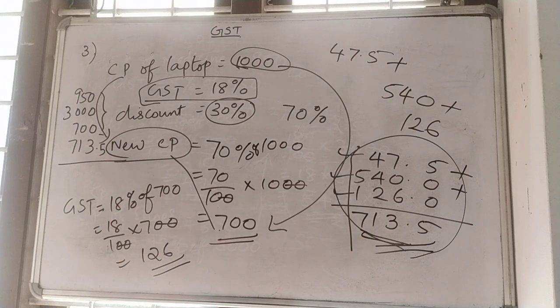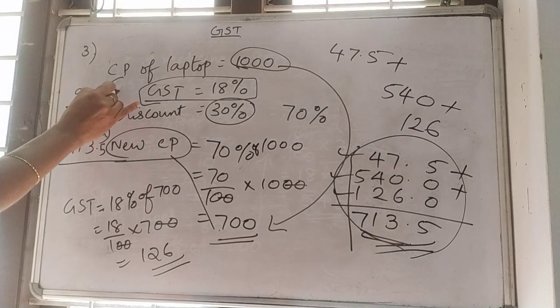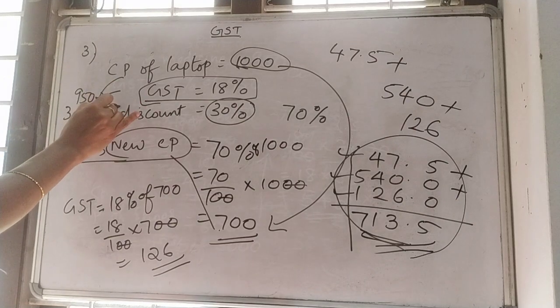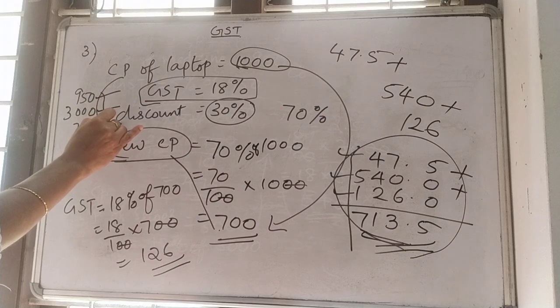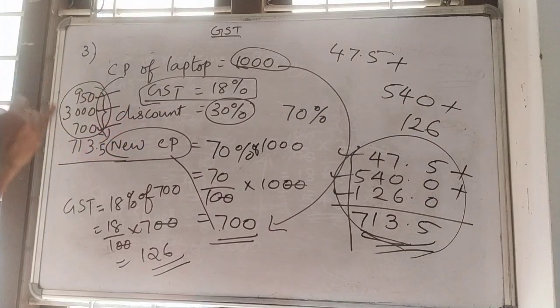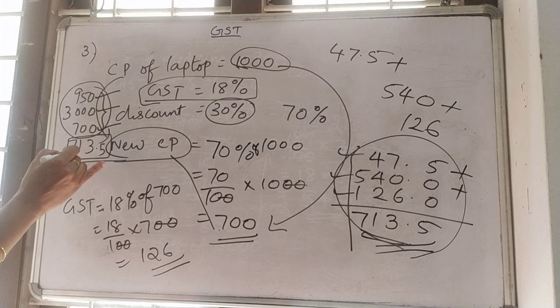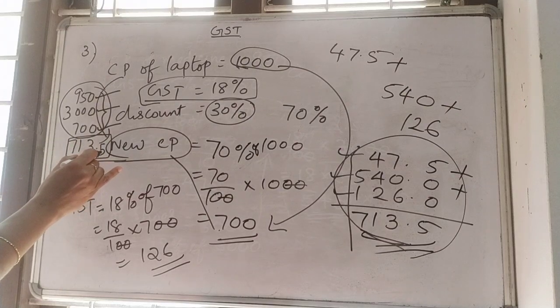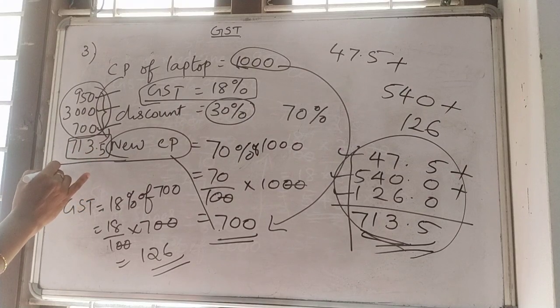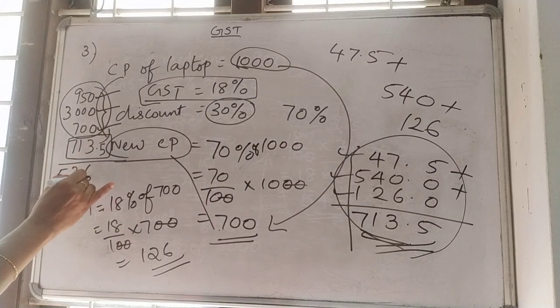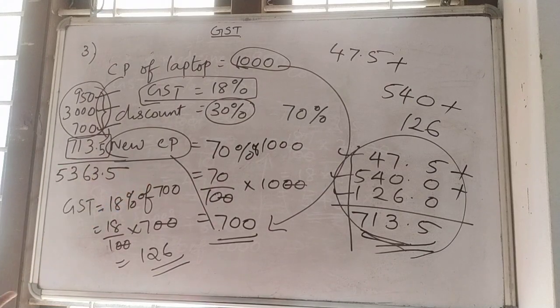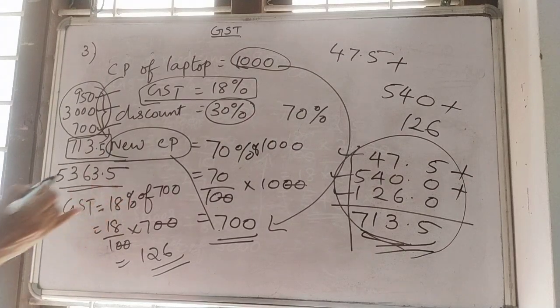So the total bill amount including GST will be 950 for the medicine, 3000 for the shoes, then 700 for the laptop, and together the GST will be 713.5. So the final amount will be 5363.5. 5363.5 will be the total amount including GST.